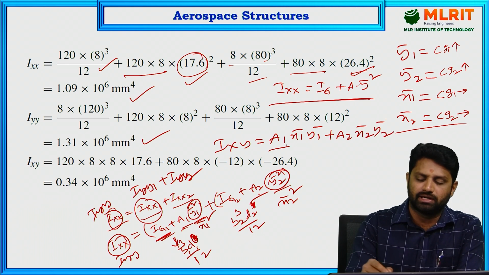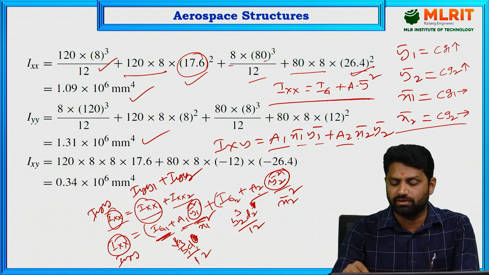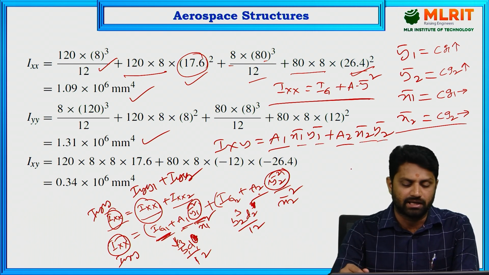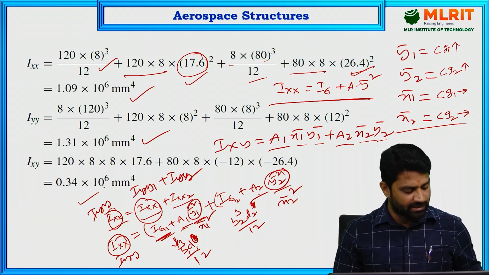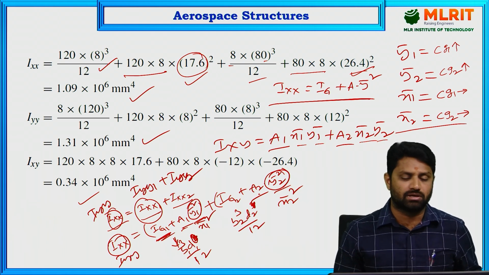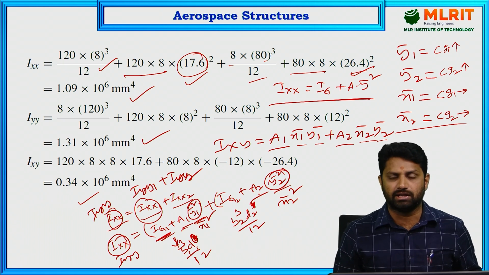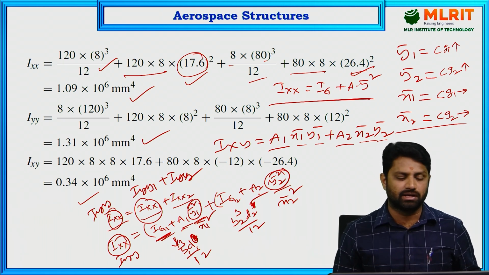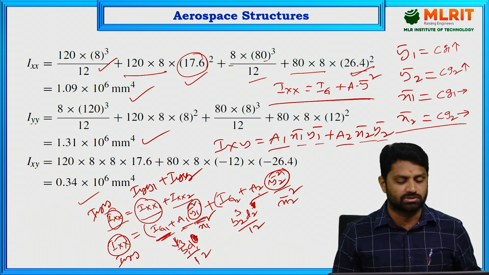So you know already A1, A2 from the diagram, and you already know x1 bar, x2 bar, y1 bar, y2 bar from the diagram geometry of the figure, and you can substitute. You are going to get the moments of inertia Ixx, Iyy and Ixy. I hope these moments of inertia are not that tough, because this kind of moment of inertia you have already done in the engineering mechanics subject, and in the mechanics of solids or strength of materials subject. So these are basic moments of inertia that we are calculating here.